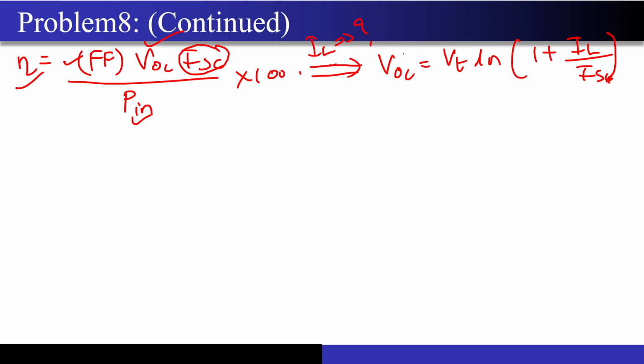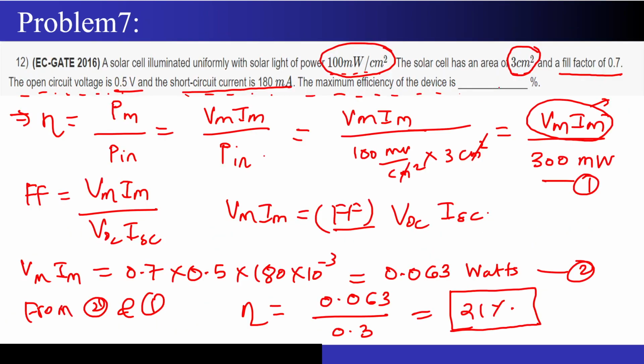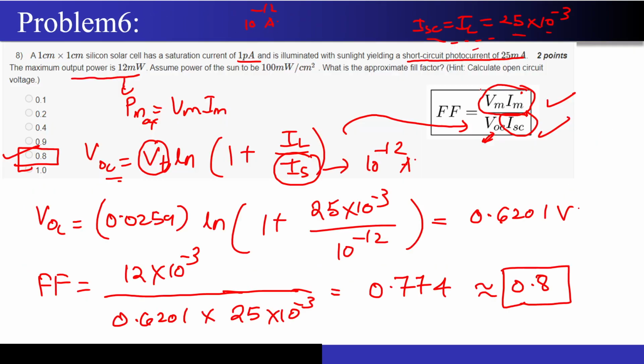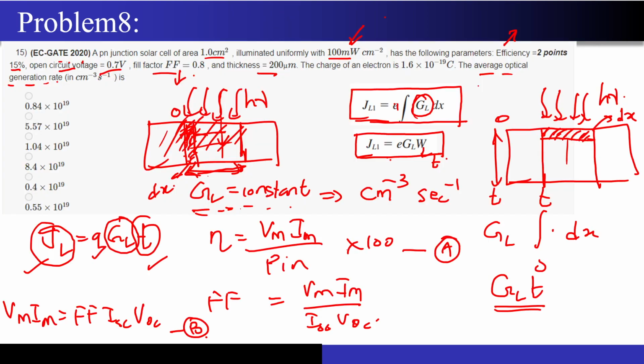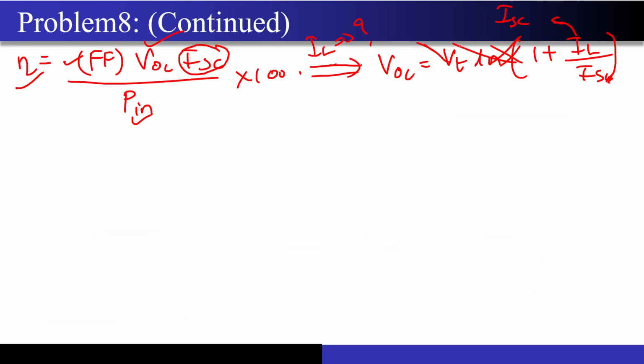Okay, there was a confusion from my side. This is not the ISC, this is just the IS. So we don't have to use this formula at all. In our case, IL is equal to ISC, just like in the previous questions where ISC was equal to IL. So again we do the same thing over here. This IL will be equal to ISC only.